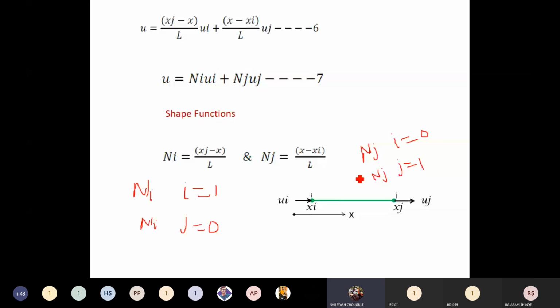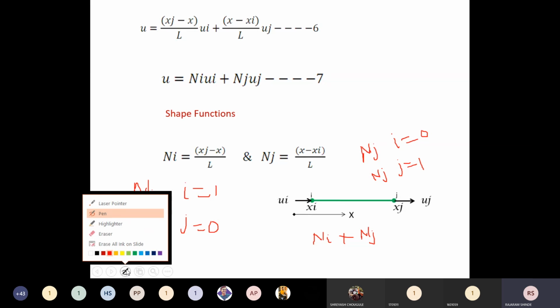Ni plus Nj. What will I get? 1. That means here at any location x, when we take the addition of shape functions at any point on the element, it is equal to 1. These are some properties you have to remember. That is, shape functions are functions of the coordinates. Shape functions have value equal to 1 at its own node, and value equal to 0 at other nodes.